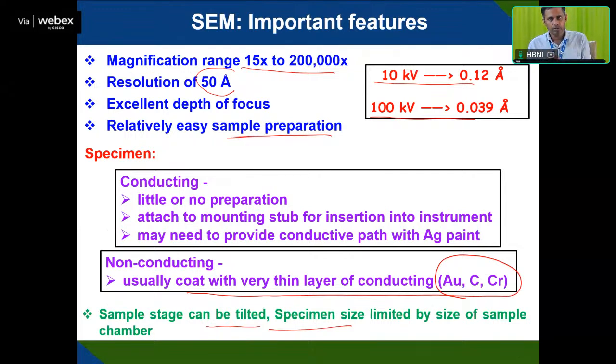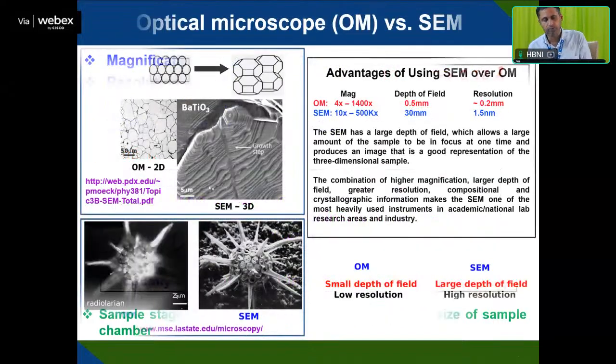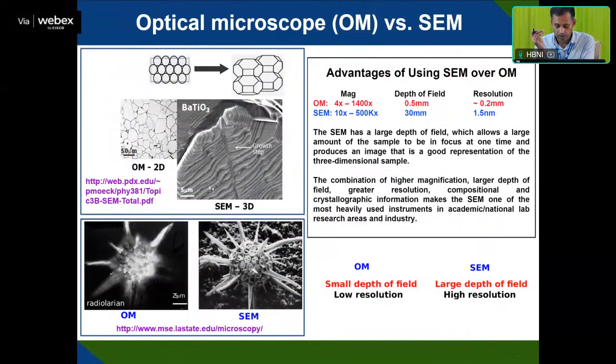For non-conducting samples, there is a special case, the environmental SEM, called ESEM. There you need not provide a conductive coating, as it operates at very low kV in a nitrogen or argon atmosphere, so you can also use non-conducting materials. But mostly for non-conducting material, you have to coat a thin layer of chromium, carbon, copper, or gold.